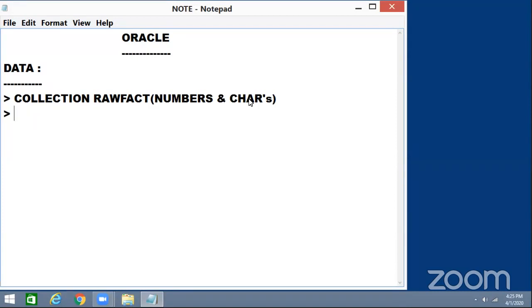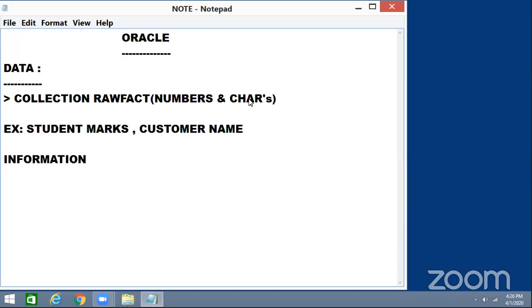Examples of data are student marks, or customer names. Student marks are numbers and customer names are characters. This kind of thing is called raw facts.